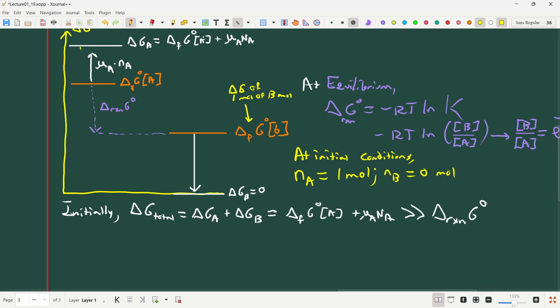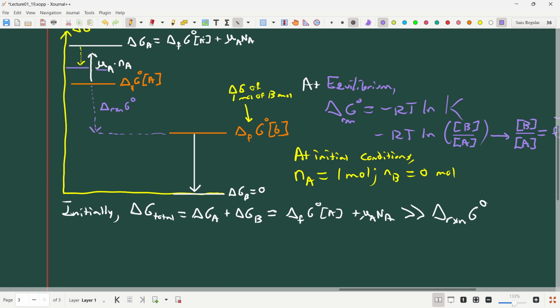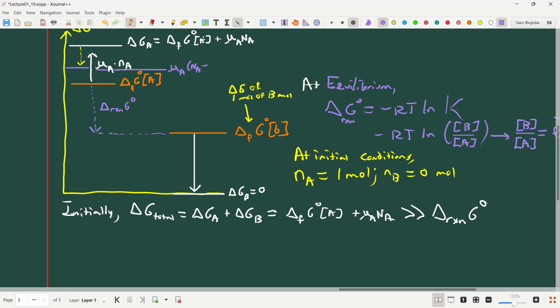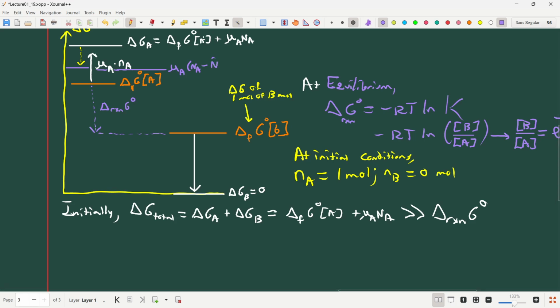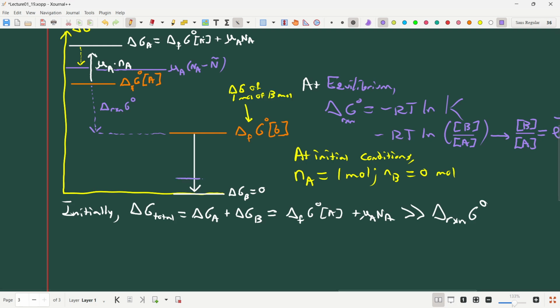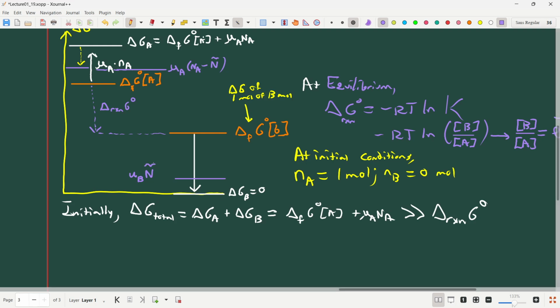Right? So if I bring this system down, like if I let the system react a little bit, to this point in purple, the energy of this will be mu A N_A minus the number of clicks, the extent of the reaction. And then here I would have mu B times the extent of reaction, right? Because for every molecule of A I lose, I gain one B.